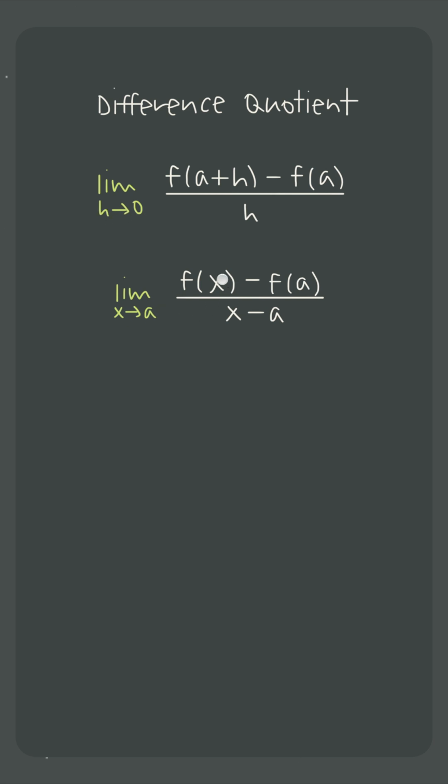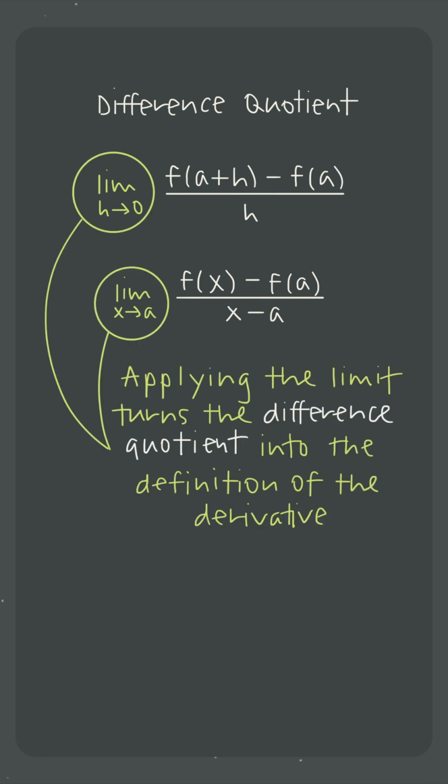And in the second formula, x and a are some distance away from each other, so we apply this limit to push x toward a to make that distance go to zero. Therefore, if we see these quotients without the limit, they represent the difference quotient or the average rate of change. But if we see them with the limit, they represent the definition of the derivative or instantaneous rate of change.